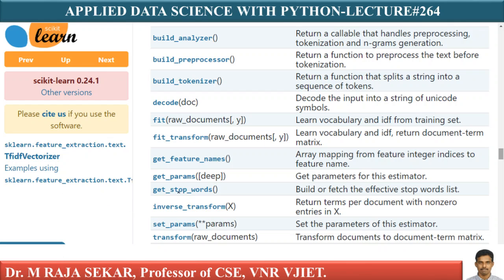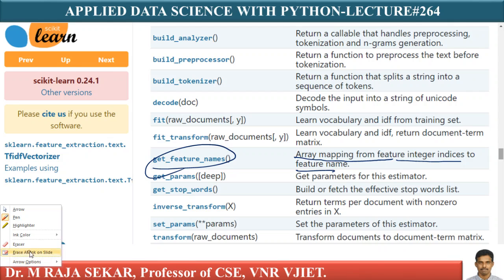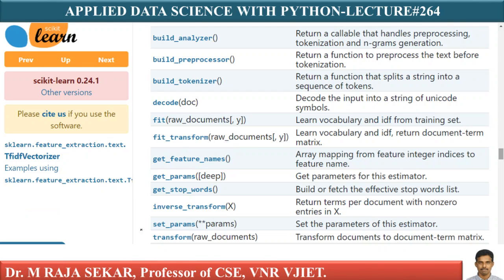There is another function known as get_feature_names. What's the meaning of this one? It returns an array mapping from feature integer indices to feature names. We will try to make use of these names. There is another function known as the transform function. What is the meaning of the transform function? It transforms documents to a document-term matrix. We will try to understand all these functions.